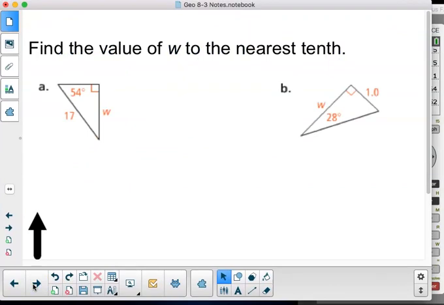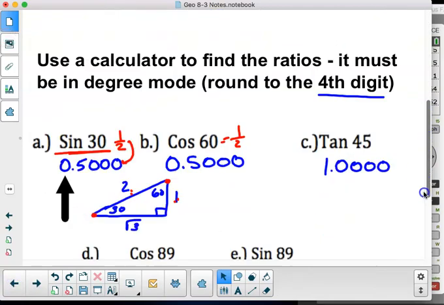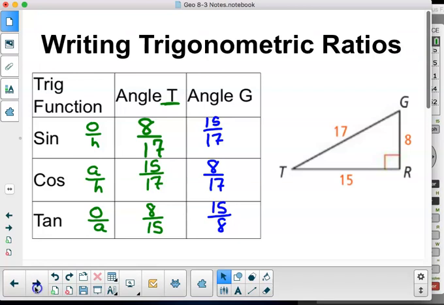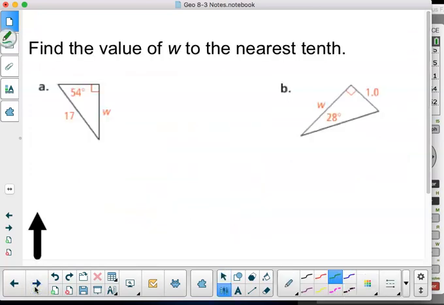Now, find the value of W to the nearest tenth. Just going to make sure I didn't miss anything. Now, we can use this ratio just like we did in Chapter 7. So if I'm standing with my focus on 54, this is a right triangle, okay? I have the hypotenuse, and I'm looking for side length W. Now, I use this when I don't have two sides, because if I'm looking for sides and I've got two sides, I'm going to pull out the Pythagorean theorem. But I'm looking at 54, and W is opposite the 54, and 17 is the hypotenuse.